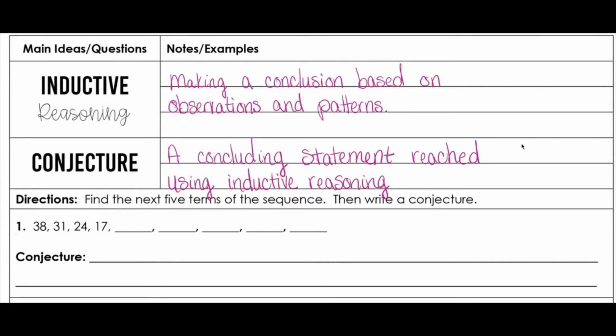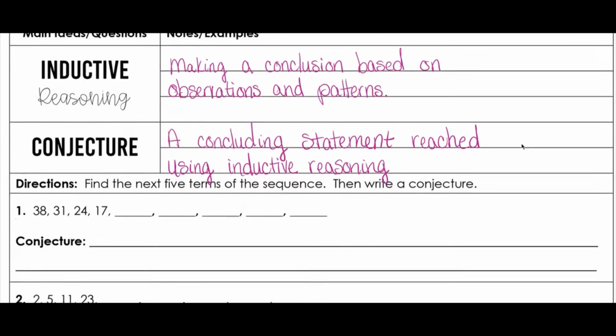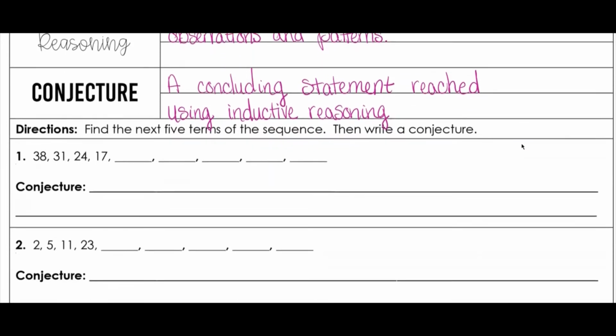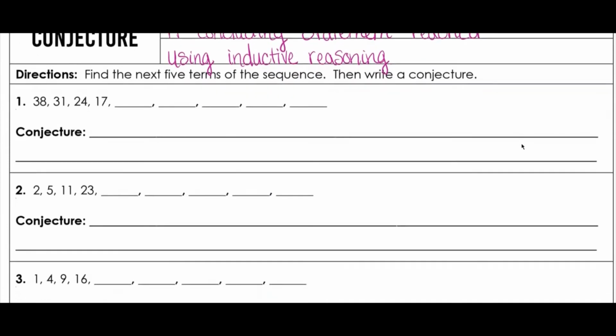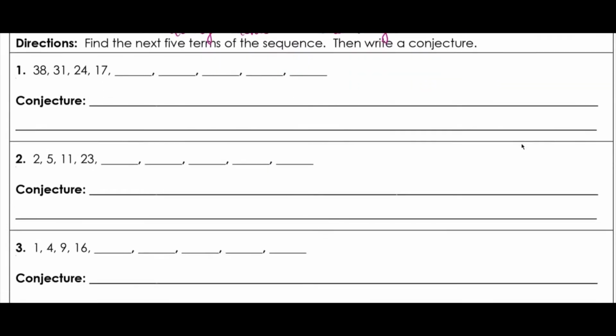So let's look at some examples of this. What you're doing in these is you're looking at this number sequence, or whatever sequence you see, and saying, is there a pattern that I see going on? What do you observe? What patterns do you see? And from that, you're going to write a conjecture that says, this is what I concluded based on the pattern that I found in these numbers.